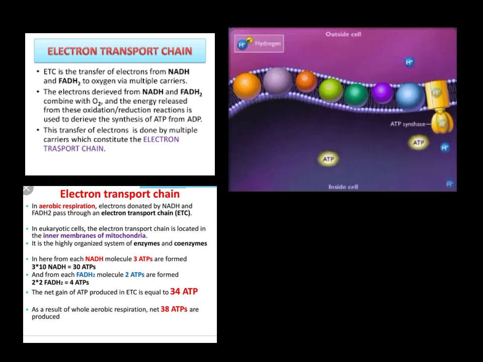Thus, one molecule of glucose gives carbon dioxide and water along with energy after complete oxidation in the presence of oxygen. So, after complete oxidation of a glucose molecule, 38 ATP molecules are formed.